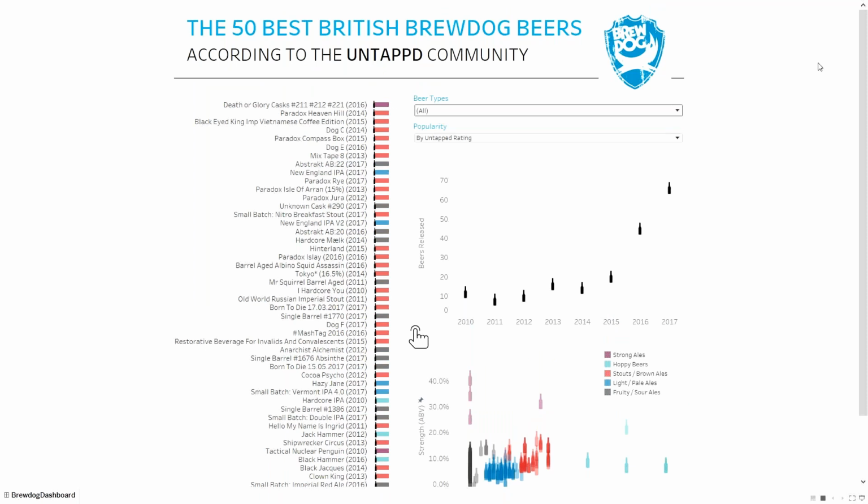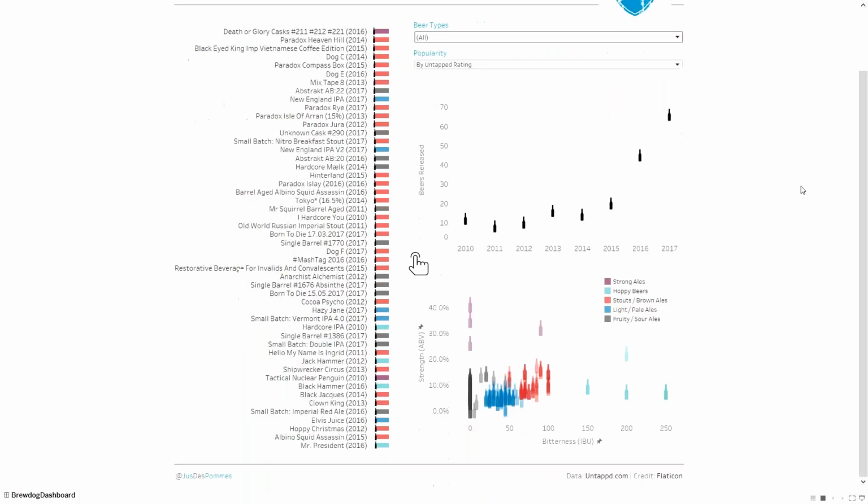Depending on how many sips I'm into, this is the best. I'm on my 10th Brewdog beer review, and this is the best. All right, good job, Alex.